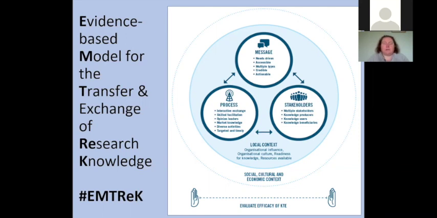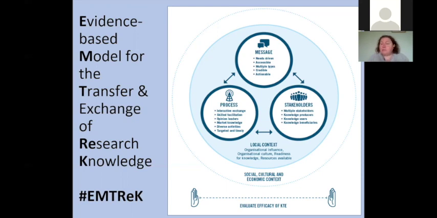I remember spending a day, myself and our postdoc, Lucia, thinking about the name of the model, thinking about the words that we wanted to have in there, thinking about an acronym that might have a good chance of being catchy or even rolling off the tongue. And we knew that we wanted to get evidence-based in there. We knew that we wanted to highlight that it was, again, transfer and exchange. And we also wanted to focus on research knowledge.